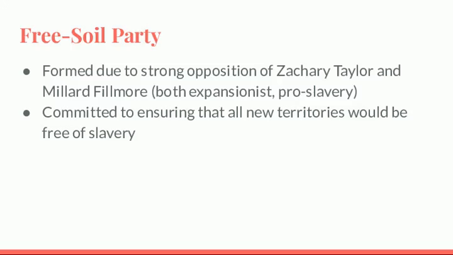This, by the way, is a great effect of the war. The major effects are really the debates over slavery. Is Texas going to become free or slave? And the Free Soil Party. And if you want to highlight that, all new territories would be free of slavery, that was their goal. We'll talk about this more extensively in our next unit about the Civil War.